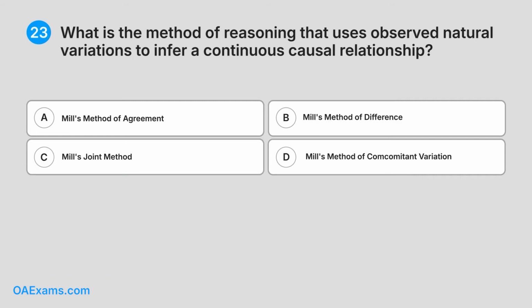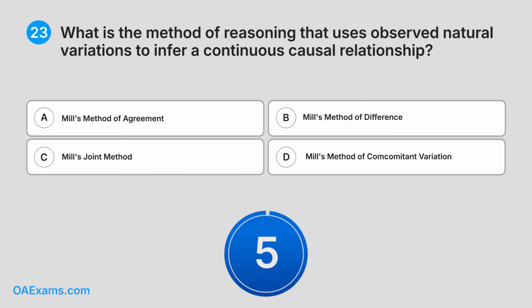23. What is the method of reasoning that uses observed natural variations to infer a continuous causal relationship? A. Mill's method of agreement. B. Mill's method of difference. C. Mill's joint method. D. Mill's method of concomitant variation. Do you know the answer?